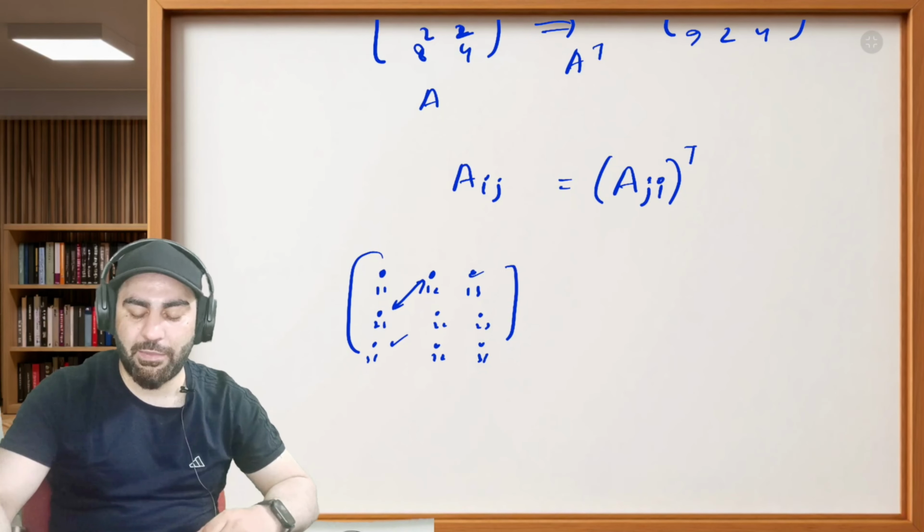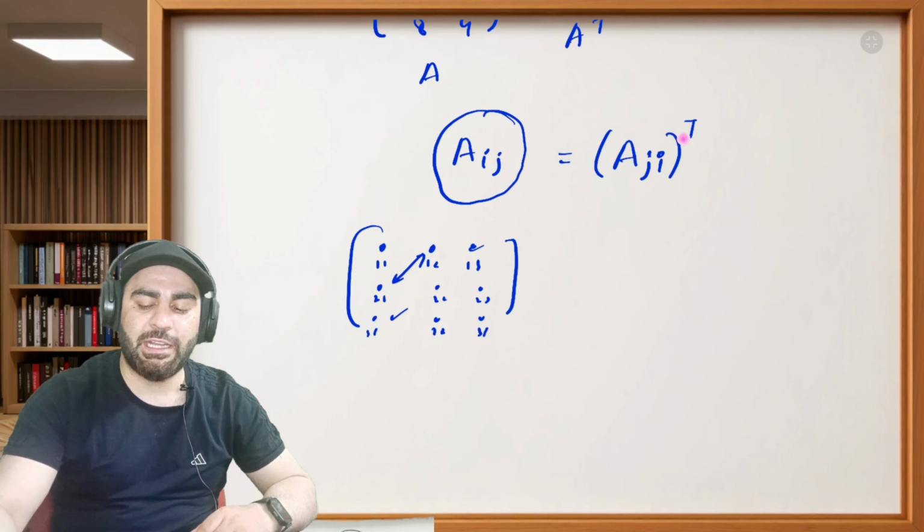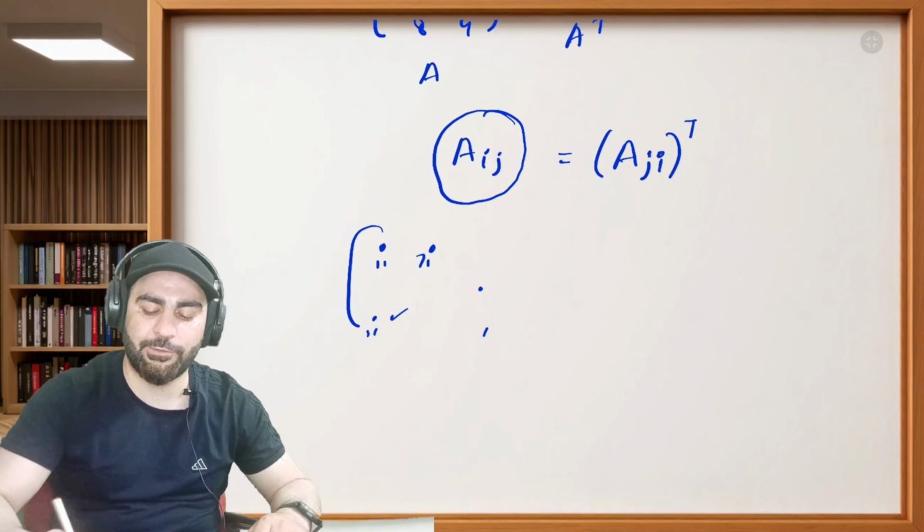So if it's a square matrix, what I'm basically telling you is that if you have an ij entry in the transpose, you will change that to the ji entry. So the transpose of that is this, so that both of these are equal.